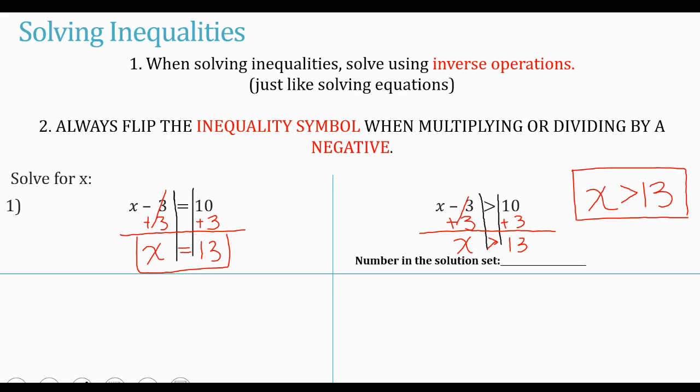Now, unlike the equation, there are many numbers that we can plug in here to make that true. So I need you to think about it. What are some numbers that make this true? 14 is a number that makes this true. 20, 100. 13? Is 13 a number that makes this true? No, because we don't have that or equal to sign. So if this was a multiple choice question, make sure that you don't choose 13 as an answer, because 13, if you were to plug it in here, would not make this true.